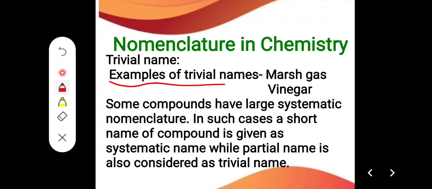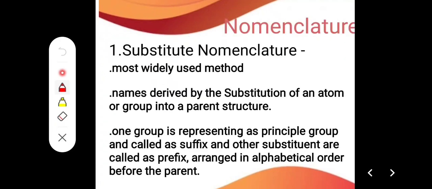Okay, what is a trivial name? It is nothing but some compounds having a large systematic nomenclature, and their short name is given instead of the systematic name, while this partial name is considered a trivial name. As for example marsh gas, as for example vinegar. So for nomenclature, first we have to consider some rules.